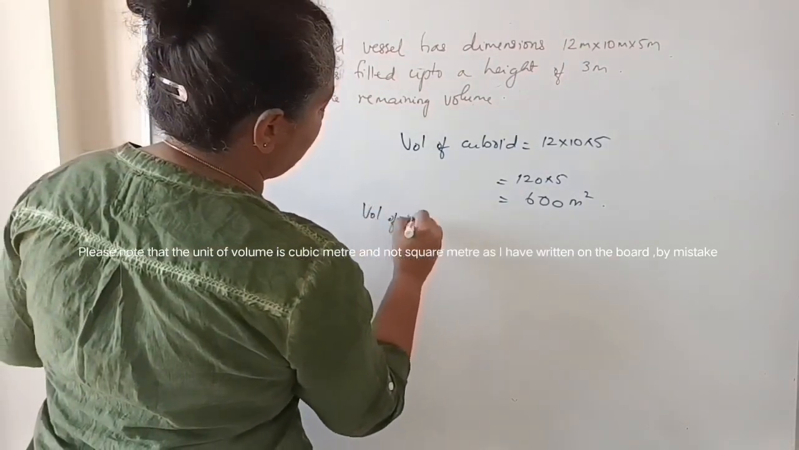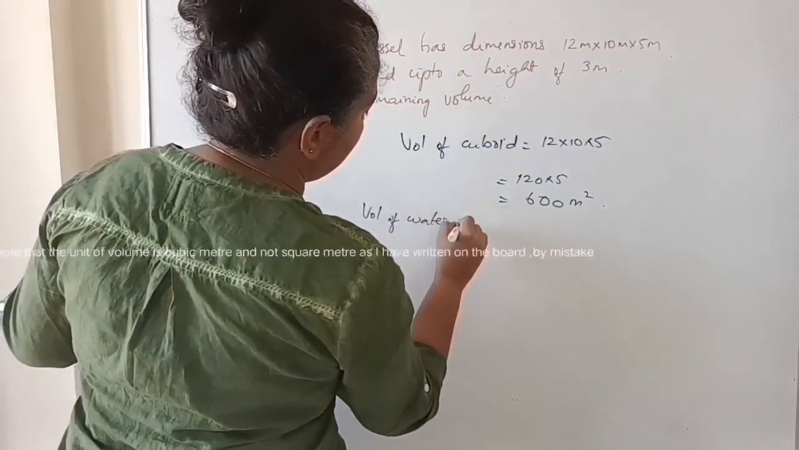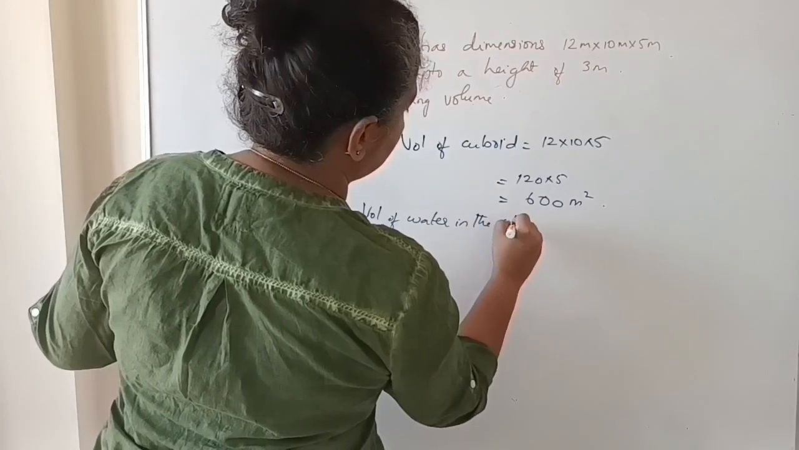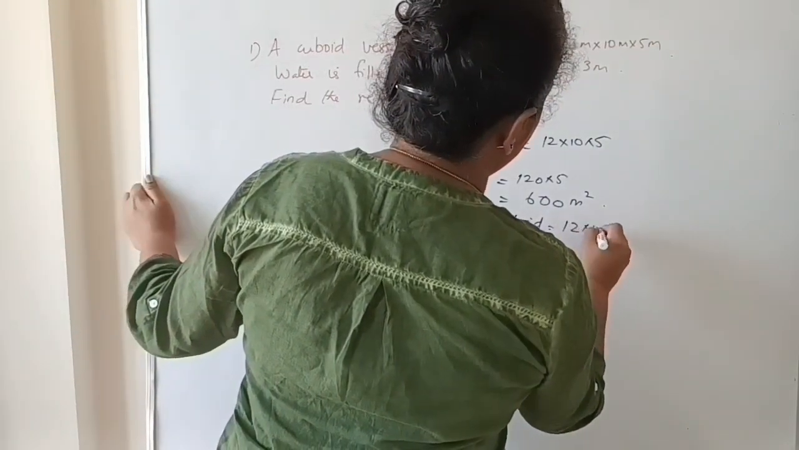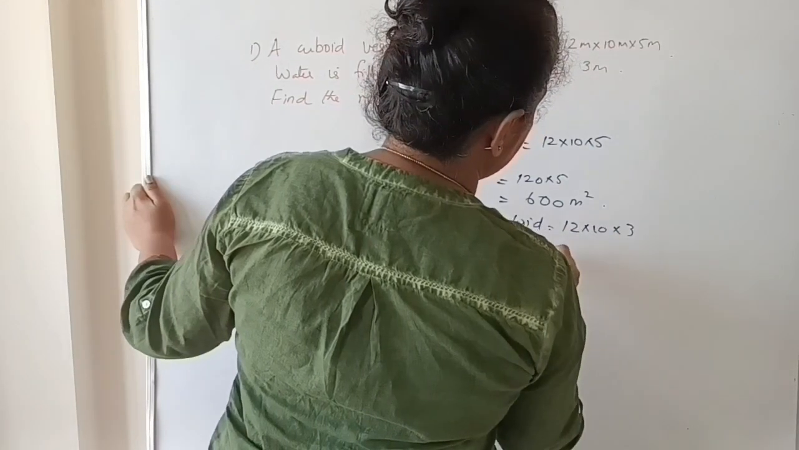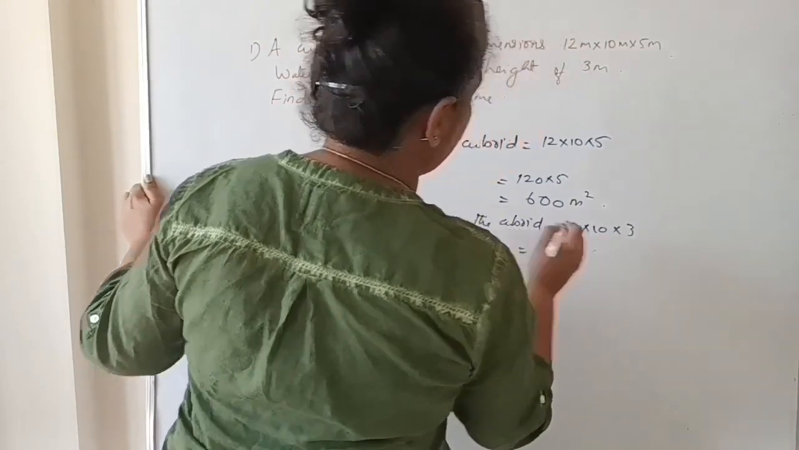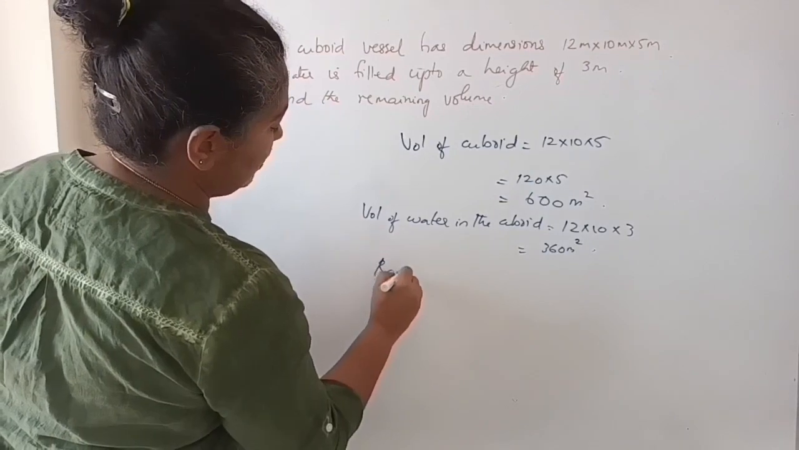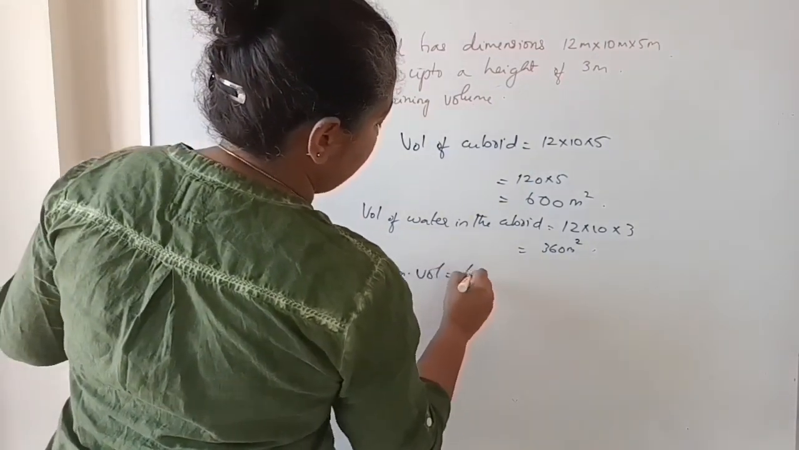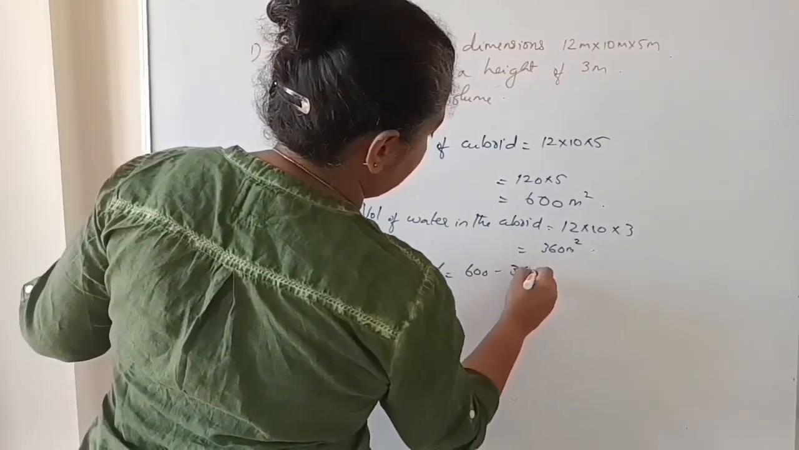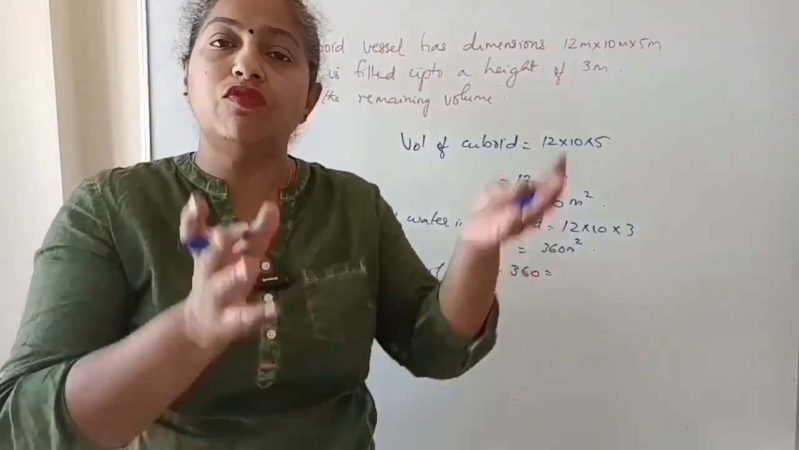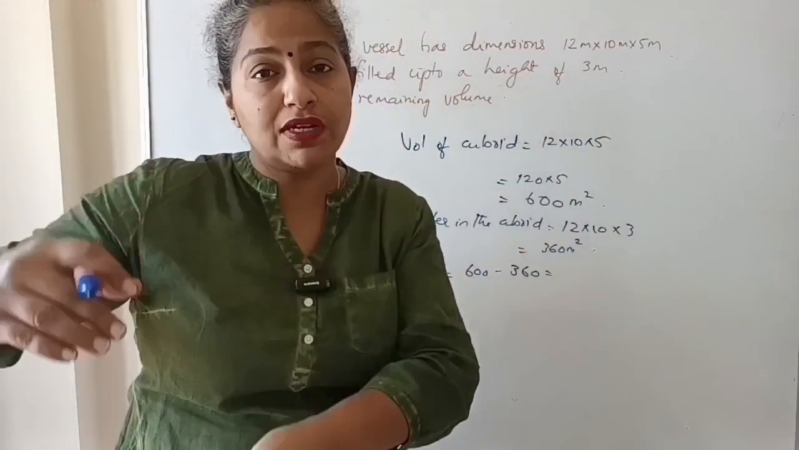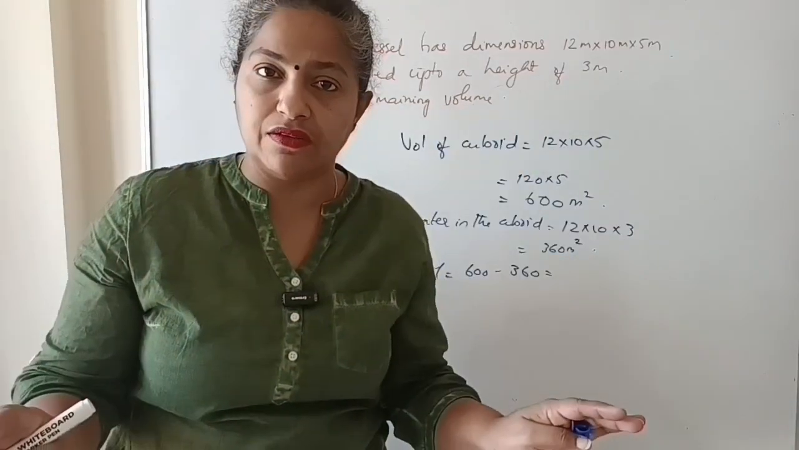What is the volume of the water in the cuboid? It is 12 into 10 into 3, which is 360 meters square. So what is the remaining volume? 600 minus 360. Okay, so you are very clear with the volume of the cuboid and the volume of the water in the cuboid. Both are two separate entities.